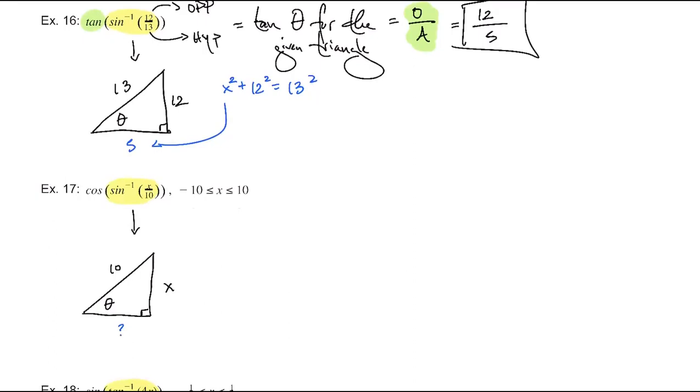So if this is the side that I'm looking for, I can say that question mark squared plus x squared equals 10 squared. Now I want to get the question mark. I want to know how long that side is in comparison to the other two sides. So even though I don't know what x is, I can subtract it to the other side. So 100 minus x squared. And then how do I get the question mark? I don't want question mark squared, I just want the question mark. So how do I get that?